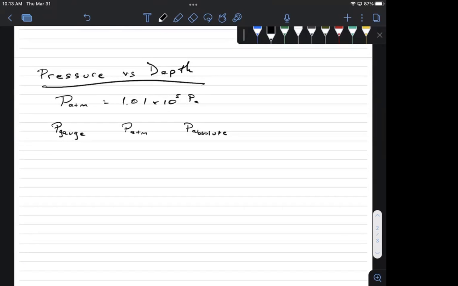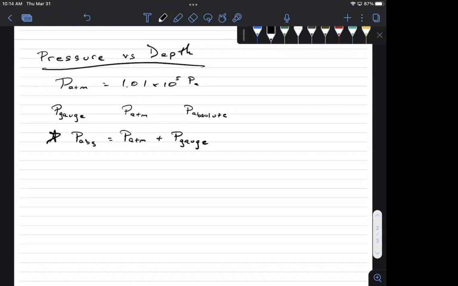And the relationship is: the absolute pressure is atmospheric pressure, just the fact that you're here on Earth, you already feel a pressure, plus the extra due to whatever is going on, which is called the gauge pressure. Okay. So there's a little relationship. The total pressure an object feels is, number one, the fact that it's on Earth, it feels atmospheric pressure.